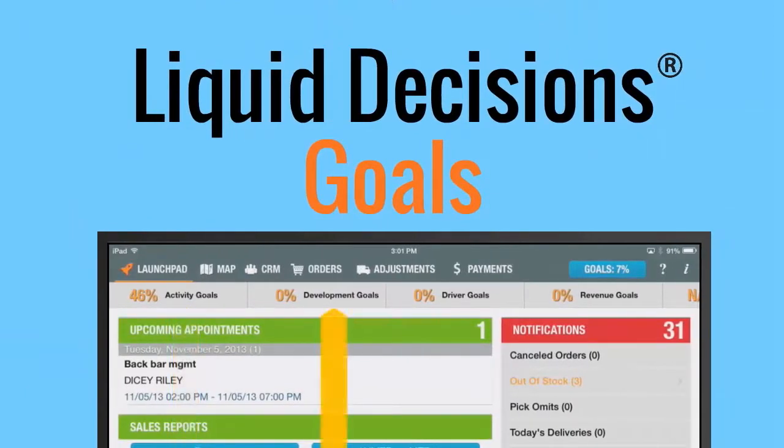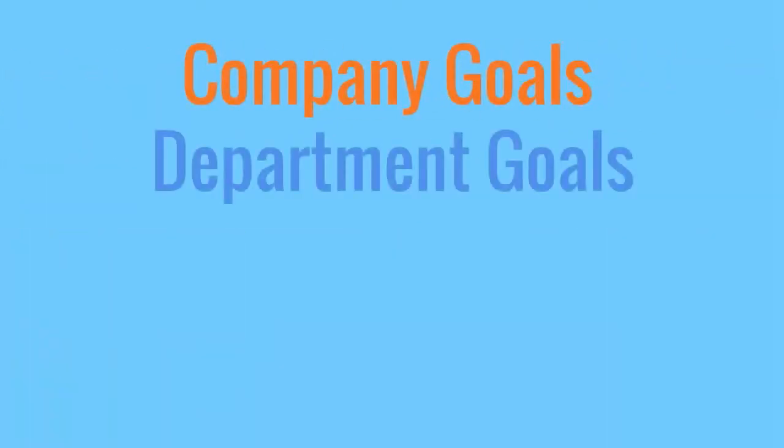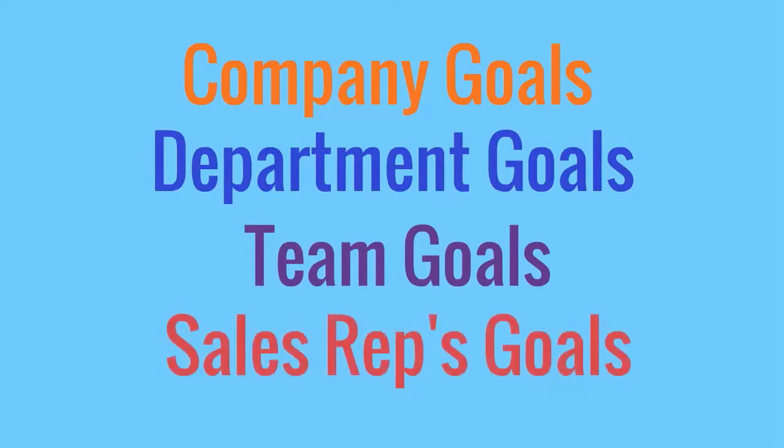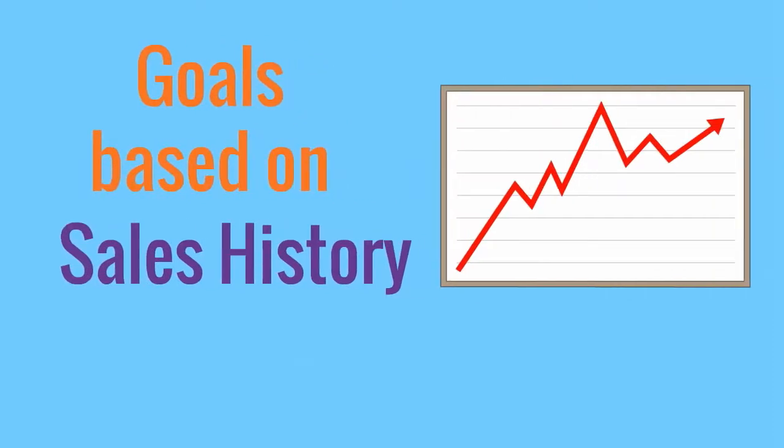We have many different types of goals within Liquid Decisions. Goals are hierarchically managed in Liquid Decisions. They can start right at the top, and they can be rippled down all the way down to the sales rep. Goals can be spread based upon sales history information.